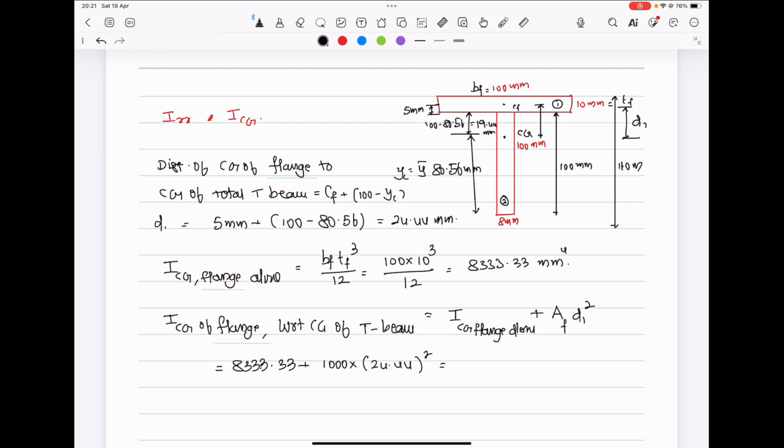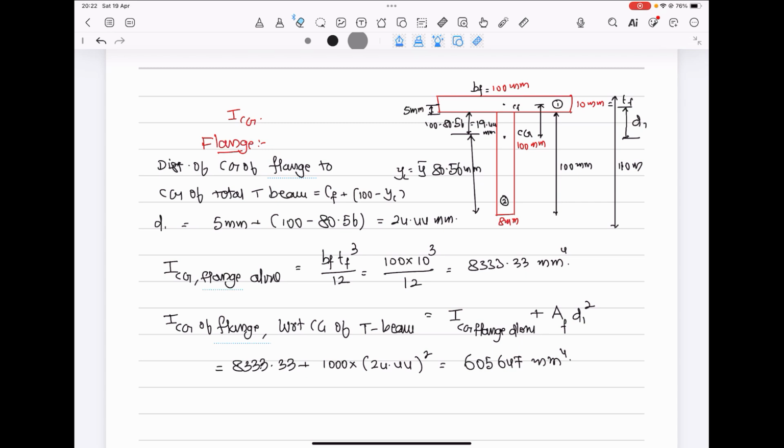That is equal to, please try to understand the concept very clearly. 8,333.33 plus 1000 into 24.44 square, that is equal to 605,647 mm to the power of 4. That is for flange. Here we are directly going for calculation with respect to ICG, because ICG is the most important. Others are not important. ICG.